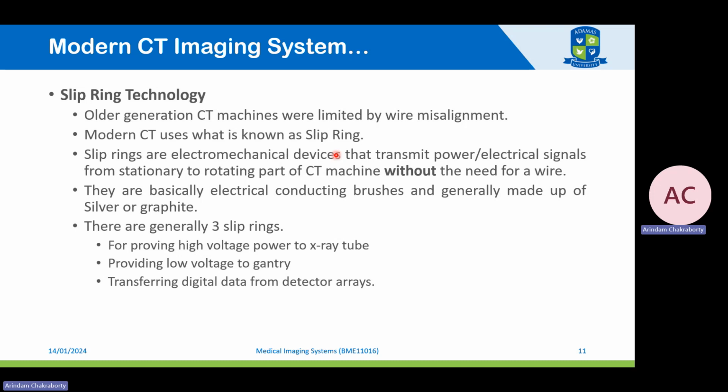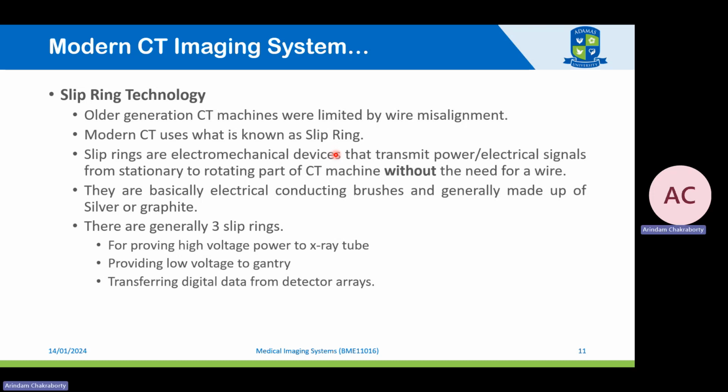One is for providing high voltage power to the X-ray tube for generating the X-ray, for charging the cathode to emit the X-ray. One slip ring is used. Another is for providing the gantry with a low voltage for the rotation. Another is for transferring the digital data from the detector.